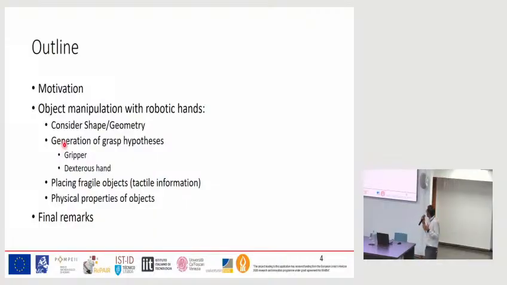Also, I will speak very quickly about how to place fragile objects, or how we can build a motion controller that deals with that. How can we estimate the properties of the object, in this case the mass of the object, and then some remarks that I will talk about. So, starting with the motivation.